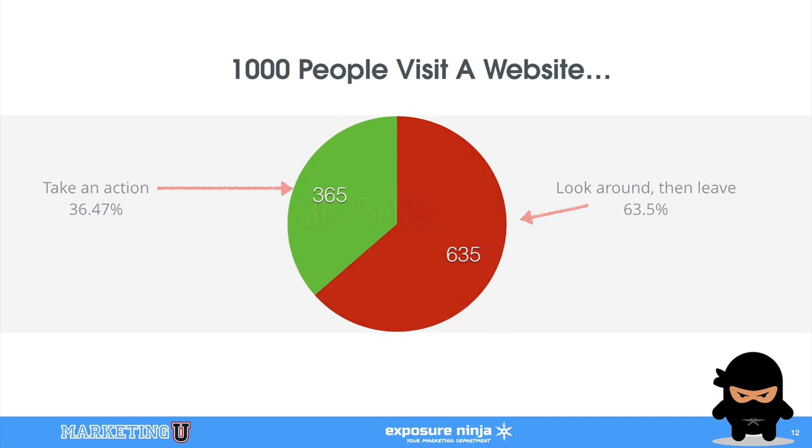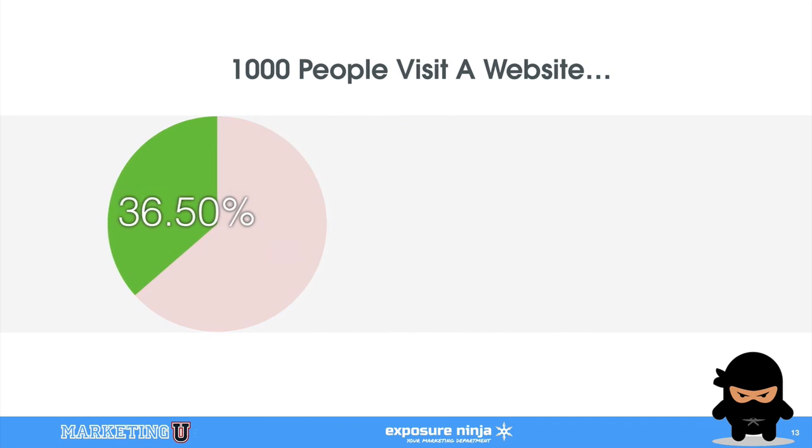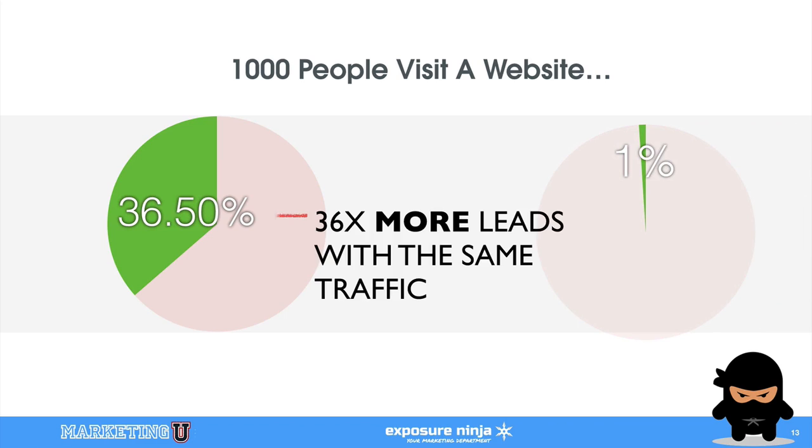Right, so we've got a 36.5% conversion rate on that page compared to a 1% conversion rate on the average page. Now, we could drive the same amount of traffic to both of those pages, but one of them is going to generate 36 times more leads with the same amount of traffic. So you can see the impact of this is completely transformational. If a website can get its conversion rate up, the results are totally different.